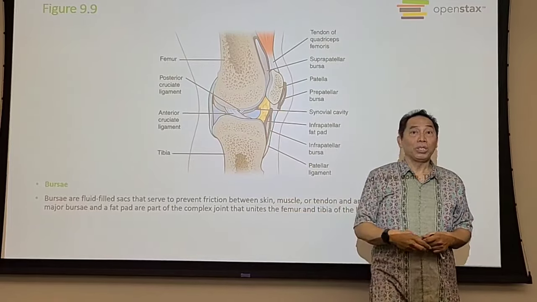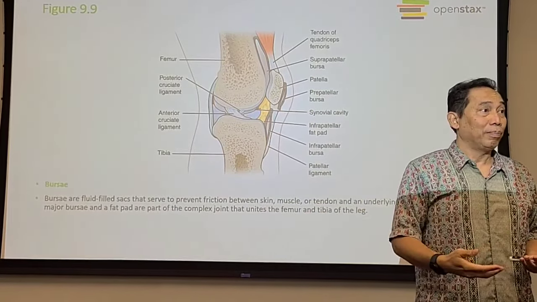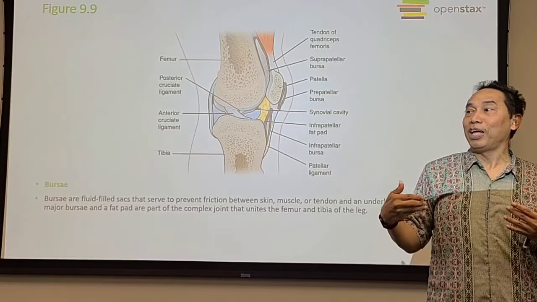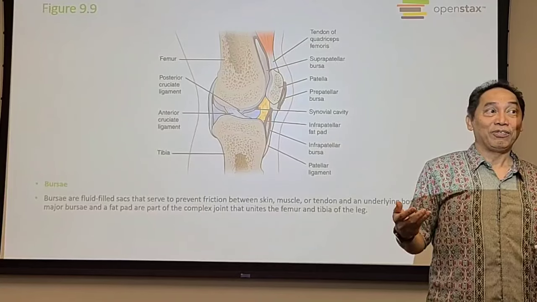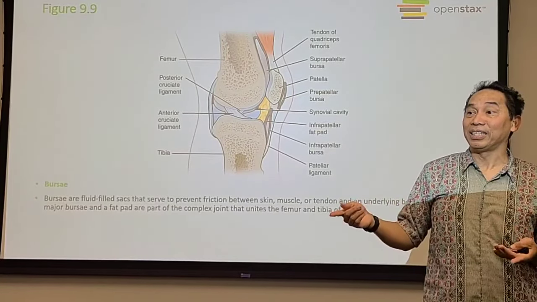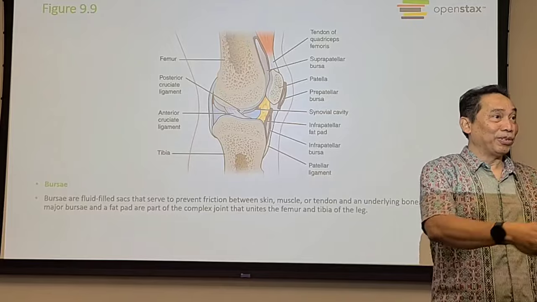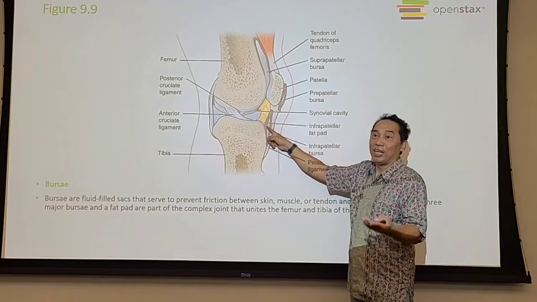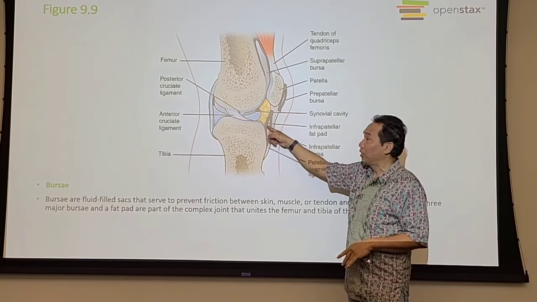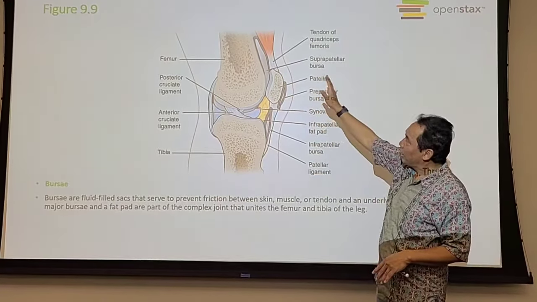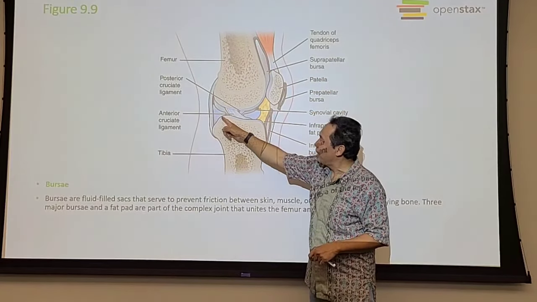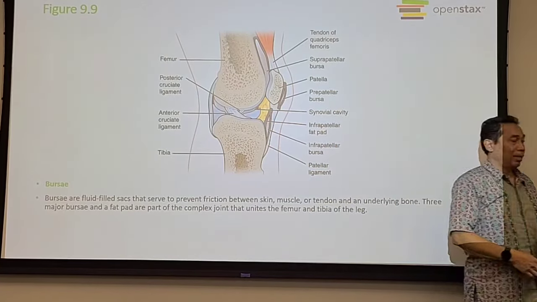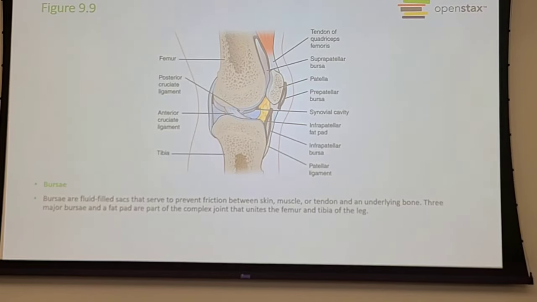Sometimes this bursa gets infected by bacteria. Anybody know the name of the disease when the bursa has an infection? Infection is usually called by the suffix -itis in scientific words. Bursitis, right? You know, you have pharyngitis, laryngitis, and bursitis if there is an infection of bacteria here. So that's the knee joint. It has additional structures called the meniscus and many bursae. It's called bursae if there is more than one.